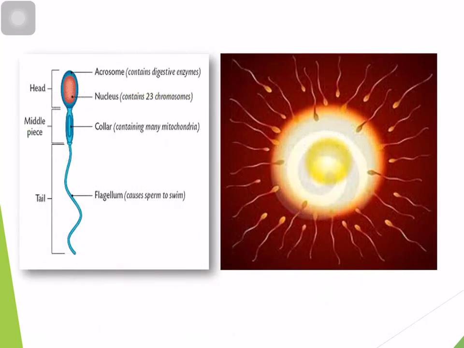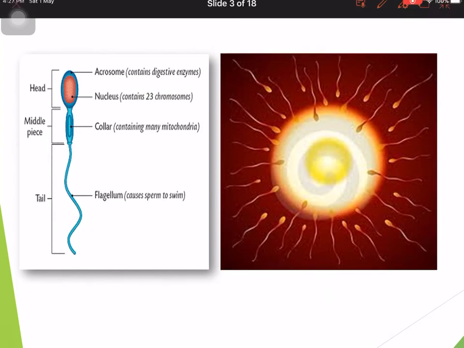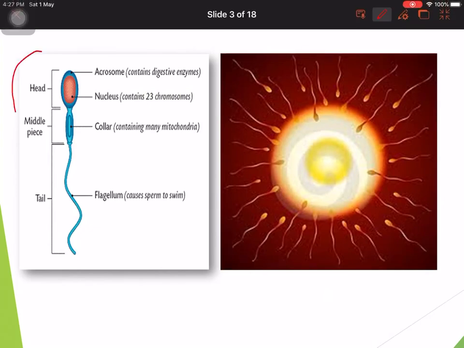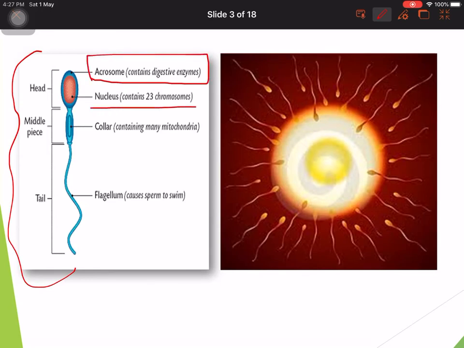Now these are the general diagrams. The most important diagram is the diagram of the sperm. It has the acrosome, which has many digestive enzymes, the nucleus, which contains 23 chromosomes, haploid in number, the collar containing many mitochondria for energy, and the tail flagellum, which causes the sperm to swim. So along with the names you can see the functions are also there which will help you.